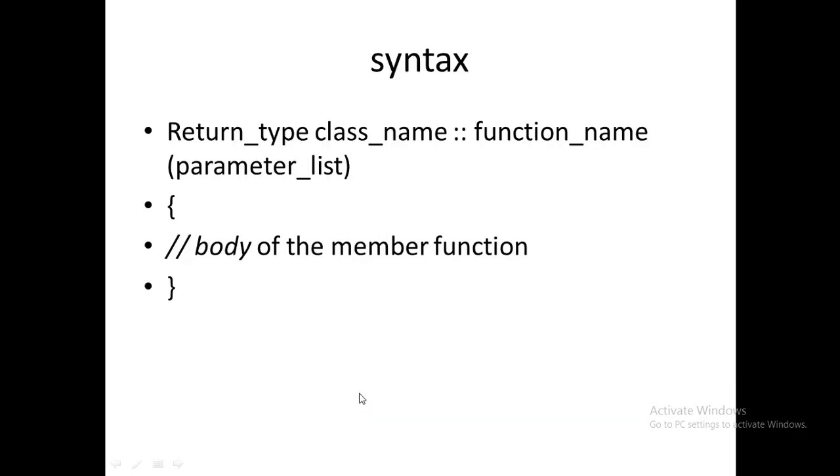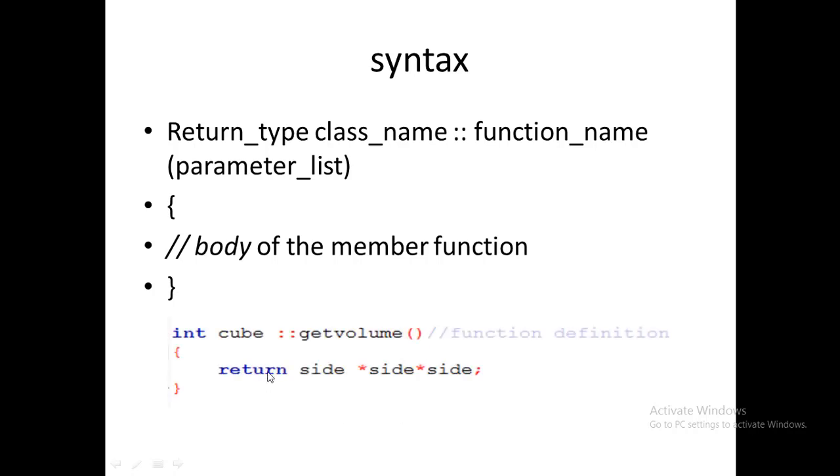Let's have a look at the syntax. When we define the function outside the class, we first have to define the return type, then the class name, then the scope resolution operator, and then the function name and parameter list. And after that, in the curly braces, we define the body. As you can see, we define the return type, that is int, then the class name, that is cube, and then the scope resolution operator, and then the function which we defined in the function declaration. And after that, there is the body.